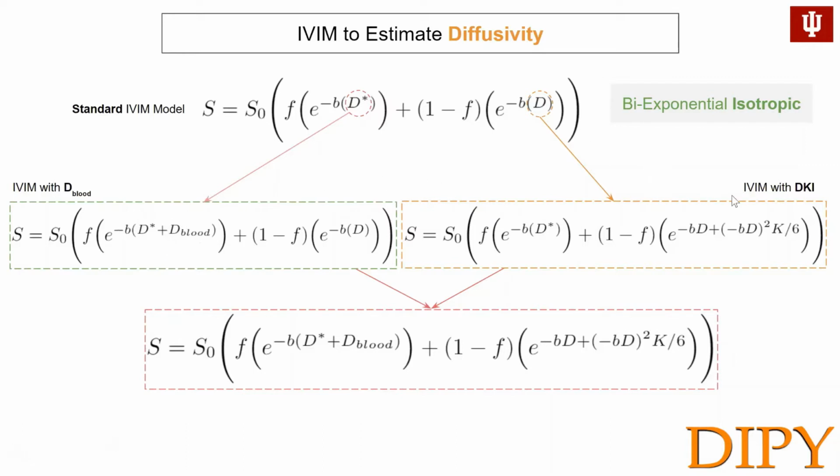And the other one is IVIM with the DKI, where we know that modeling diffusion as a Gaussian, like a single tensor, is often not correct and has its own limitations. And therefore you can have a kurtosis component in here to get DKI kind of effects to understand the non-Gaussianity of the IVIM that we're trying to model. And of course, you can put these two together and get a model that basically has the D blood and the kurtosis compartment in there.